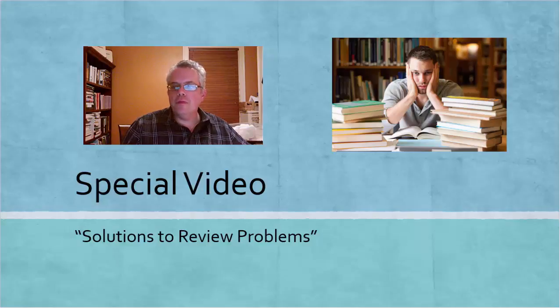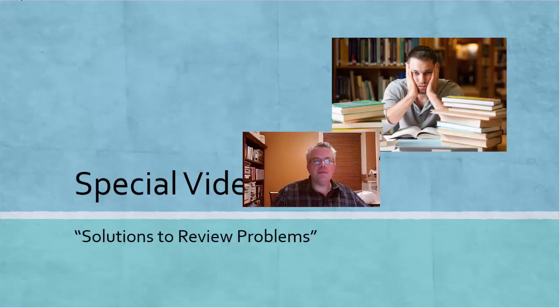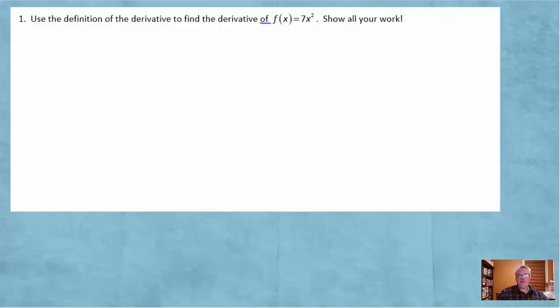In this video, we're going to review the solutions to the review problems for the mini quiz tomorrow. Alright, let's take a look at the first problem. The first problem goes back to the definition of derivative. We can't forget how to do that. It says use the definition of derivative to find the derivative of f of x equals 7x squared. And we have to show all our work.